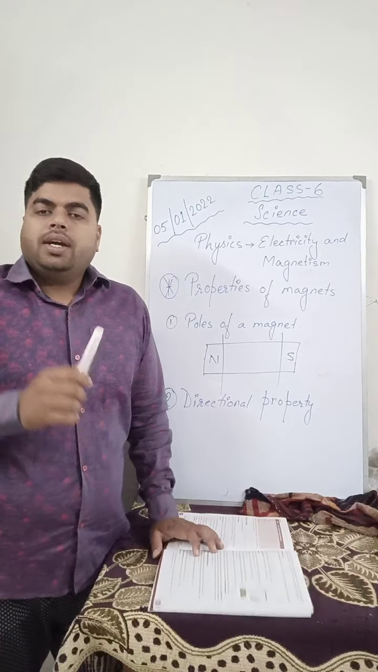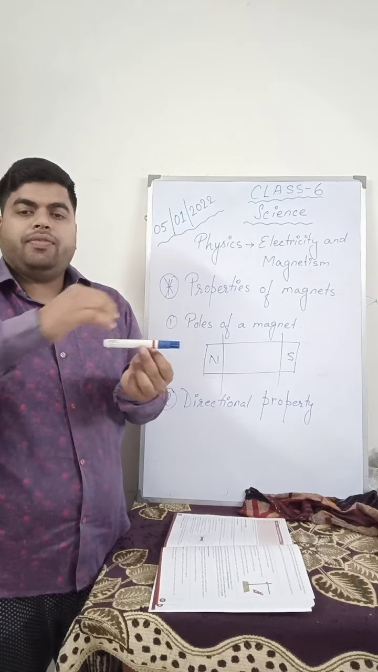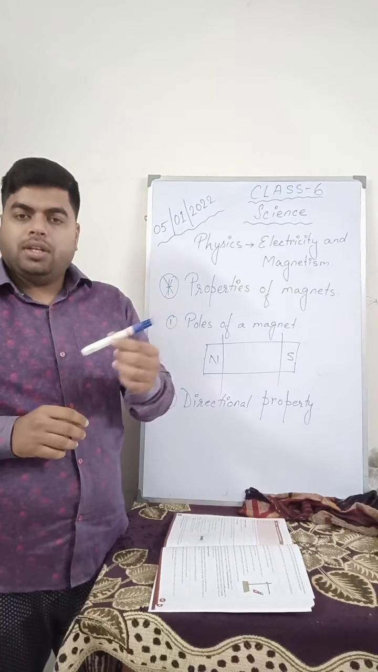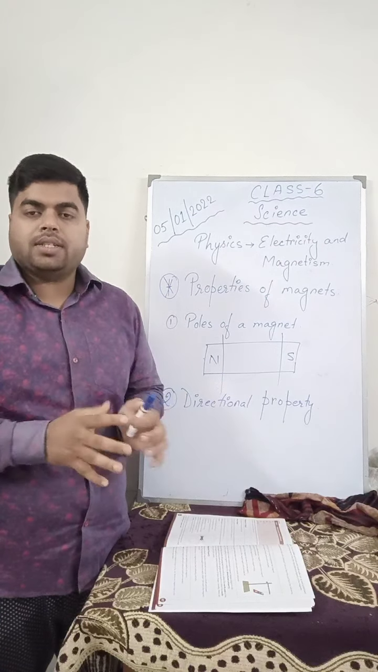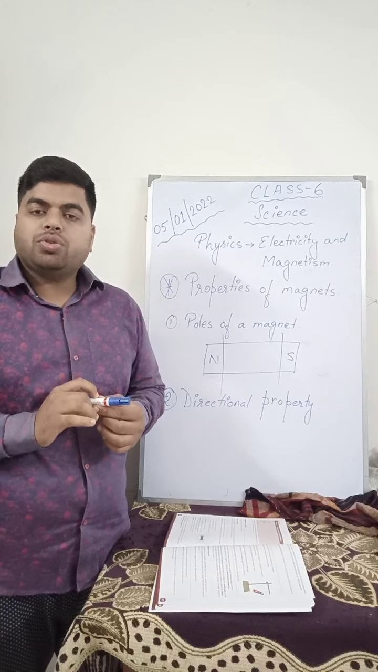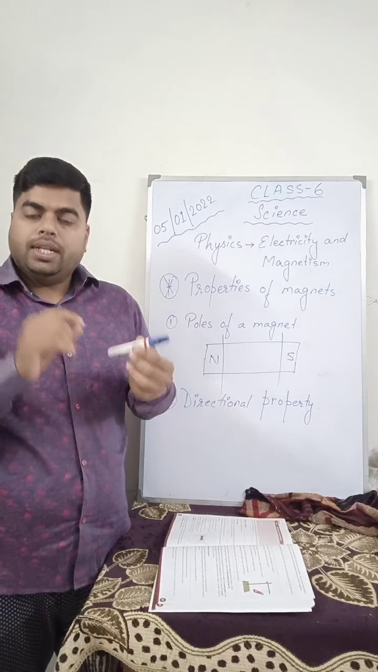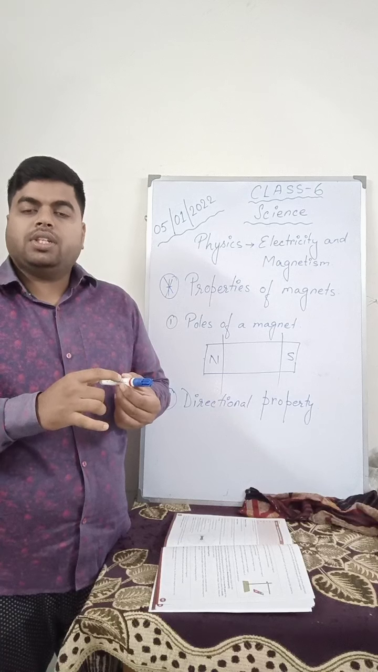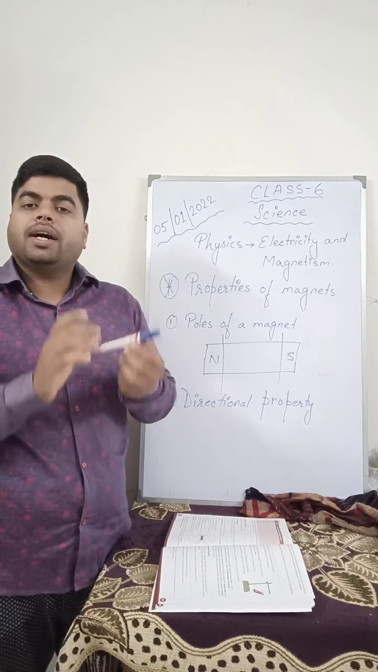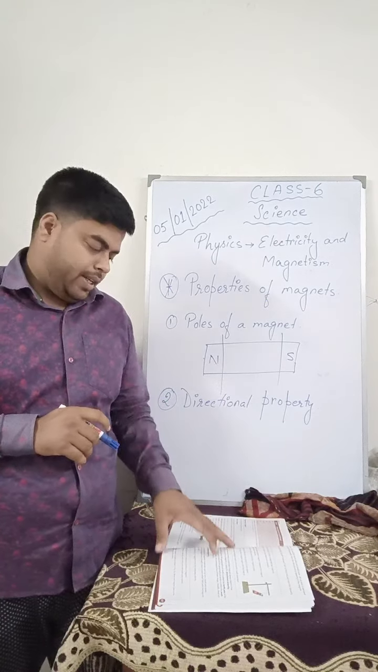Now suppose you take a bar magnet, tie a thread on it and hang it freely. You will see that after some movement, when the magnet comes to rest, that means it does not move anymore, it comes to rest in the north-south direction. So this tells you that this magnet has two poles, and that is why it comes to rest in its directional property, that is north-south direction.